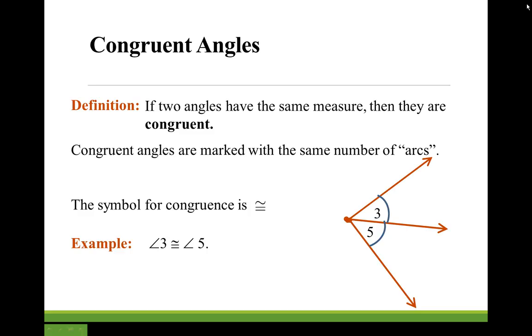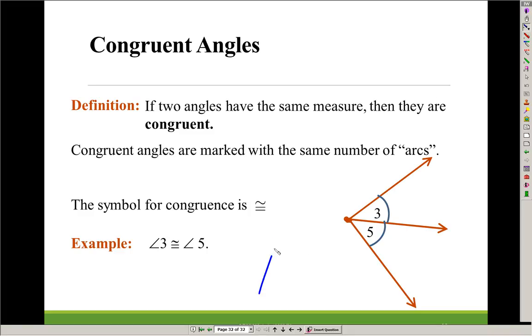Now, suppose that I had in the same question another set of angles, and I wanted to show that those were also congruent to each other, but not congruent to angle 3 and angle 5. So I would mark those with a double arc. The double arc says these equal each other, their measures equal each other, but they don't equal these. So angle 3 and angle 5 are congruent, and let's say angle 1 and angle 2 are congruent, but angle 1 is not congruent to angle 5. If we had a third pair of angles, we would put 3 arcs in it. A fourth pair, put 4 arcs in it.